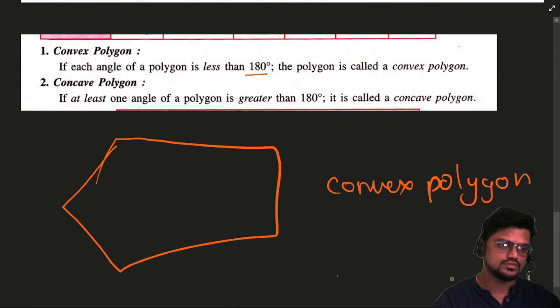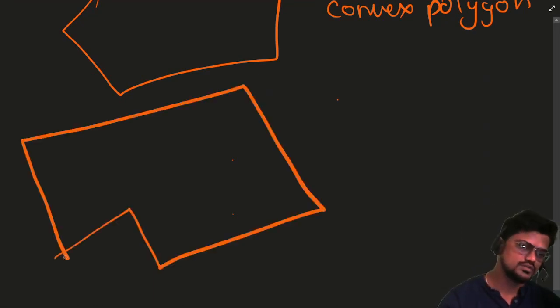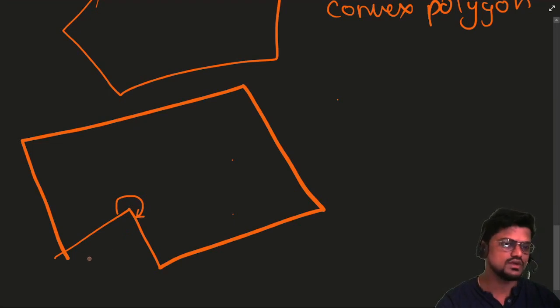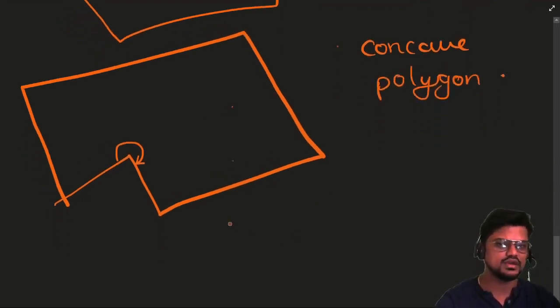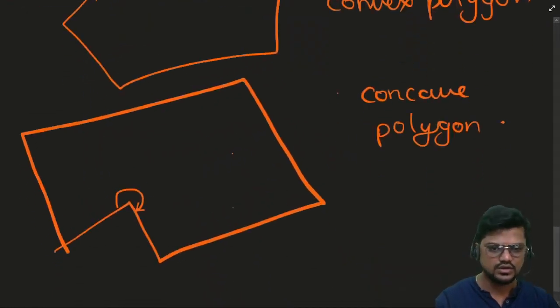Now, what is a concave polygon? Concave polygons are like this. If I draw like this, this is a concave polygon. Why is it concave? This one angle is more than 180 degrees. That's why it is a concave polygon. It can be of any type. If any one angle is more than 180 degrees, it is a concave polygon. And if all the angles are less than 180 degrees, we say it is a convex polygon. Fine? Convex and concave polygons are done.